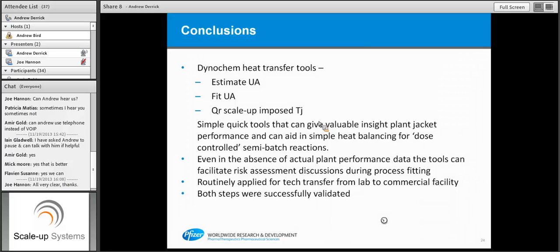And even in the absence of actual plant performance data, the tools can facilitate risk assessment discussions during the process fitting exercise. This is routinely applied now for tech transfers from the lab to the commercial facilities. And both those steps that we've shown were successfully validated.